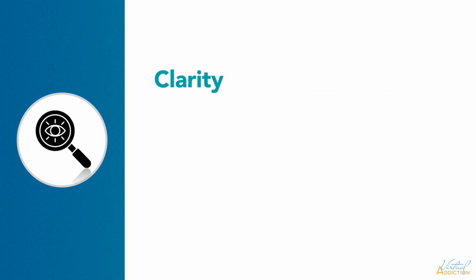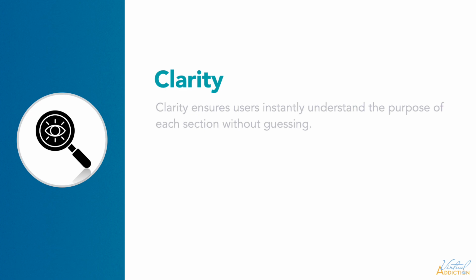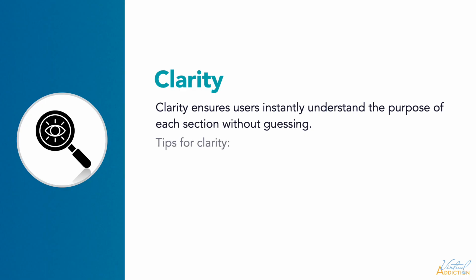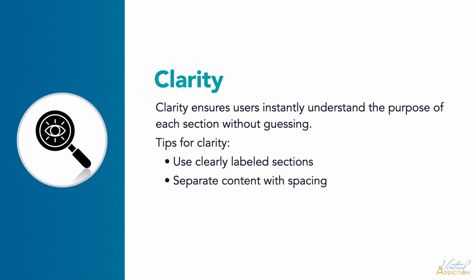The next principle is clarity. Clarity means that users should immediately understand what the page is, what each section is for, and where they should look next. If someone has to stop and think, "What am I looking at?" then clarity is missing. You can add clarity by using clearly labeled sections such as header, main content, sidebar, separate content with spacing, and avoid unnecessary boxes or distractions.